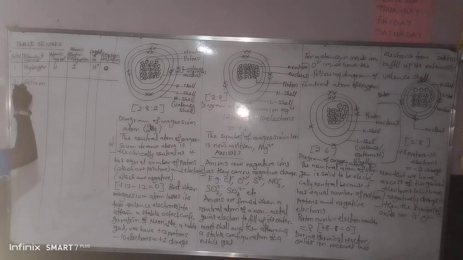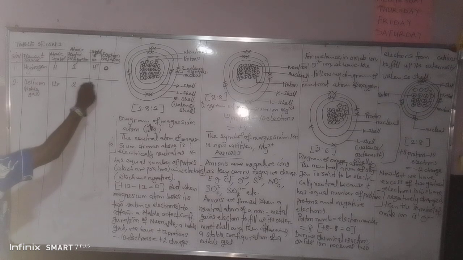Don't forget that I said helium is a noble gas. And noble gases are inert, they do not react because their outermost shell is fully filled. The configuration is 2. It doesn't form ion. So the 2 is occupying the K shell directly.